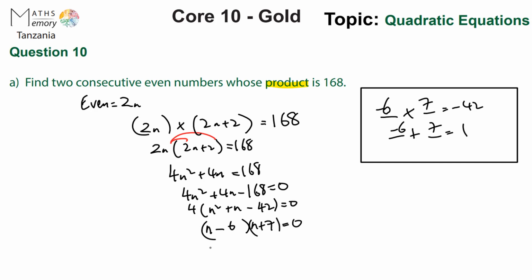Ignore the 4 outside. So n will equal 6 or n equals minus 7. Therefore, it doesn't make sense having n equals minus 7, so n equals 6. That's your answer. We can even test it by doing it over here.